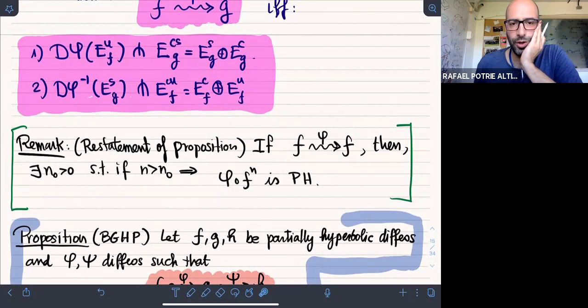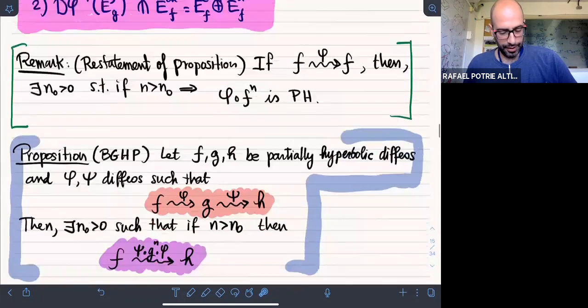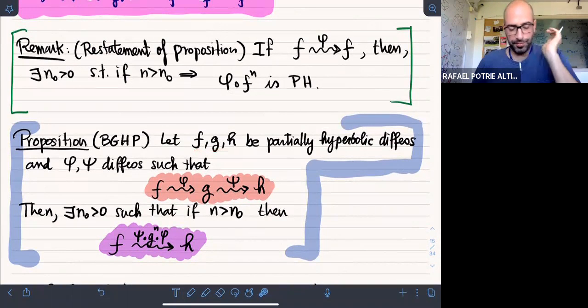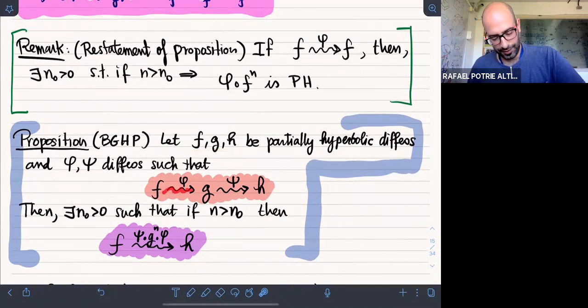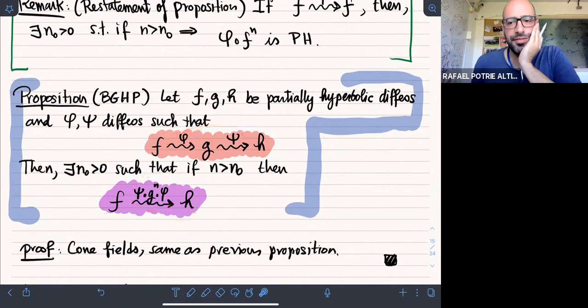The reason this is convenient is that we are going to show that you can compose these things. This way, you can go from one diffeomorphism to itself by doing a lot of things, and in the middle, eventually you will do something non-trivial. The restatement of the proposition we just showed is that if F is phi transverse to itself, then for large enough n, this map is partially hyperbolic. So with this notion, what we just proved is exactly this. The key proposition in our paper is that if you have three partially hyperbolic diffeomorphisms and you have these conditions, then you can put something between F and H. So there's like a transitive relation between these things.